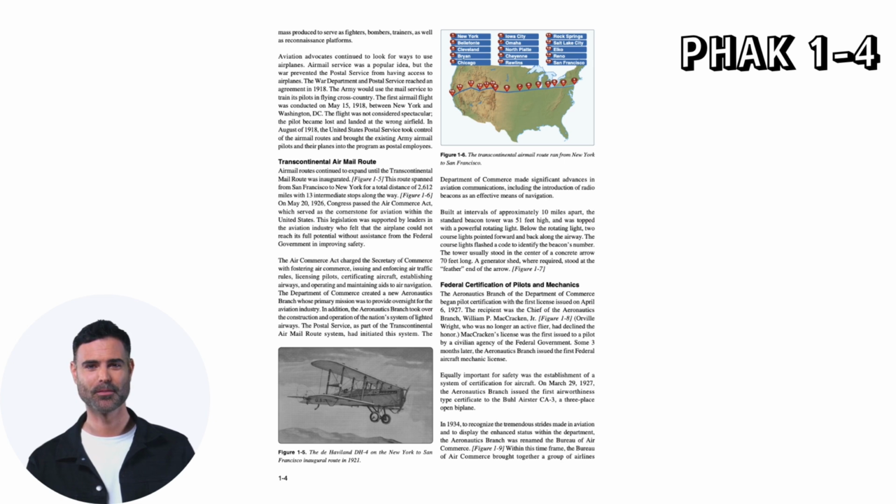Transcontinental airmail route. Airmail routes continued to expand until the transcontinental mail route was inaugurated. This route spanned from San Francisco to New York for a total distance of 2,612 miles, with 13 intermediate stops along the way. On May 20, 1926, Congress passed the Air Commerce Act, which served as the cornerstone for aviation within the United States.